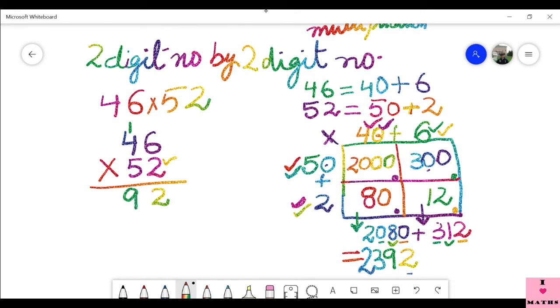Now we have to multiply 50, not 5 beta. We have to multiply 50. Why we have to multiply 50? Because the expanded form of 52 is 50 plus 2. We have already multiplied by 2. We have to now multiply by 50. So because of this 0, we will put a 0 here and a cross in it.